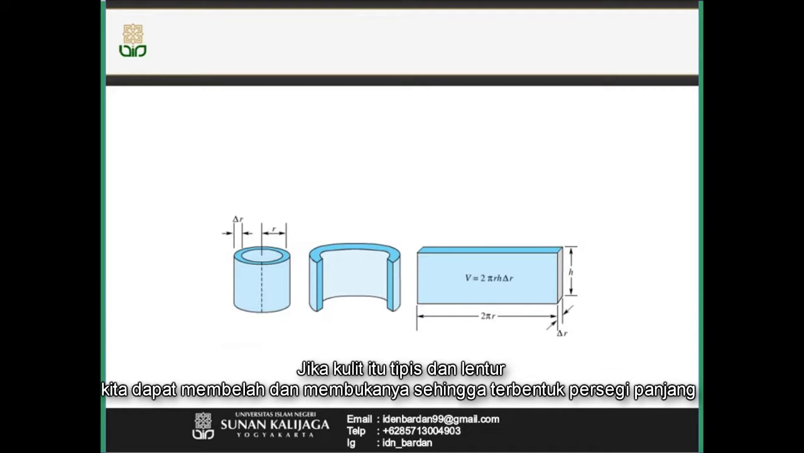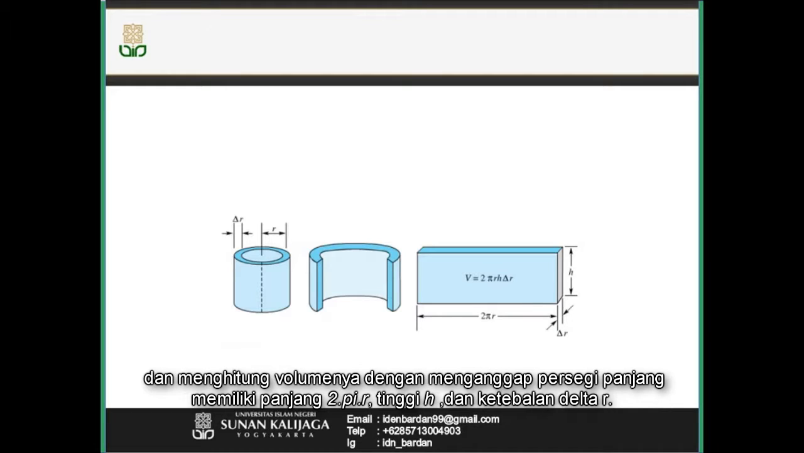If the shell were very thin and flexible, we could slit it down the side, open it up to form a rectangular sheet, and then calculate the volume by pretending that the sheet forms a thin box whose length is 2πr, its height is h, and its thickness is Δr.